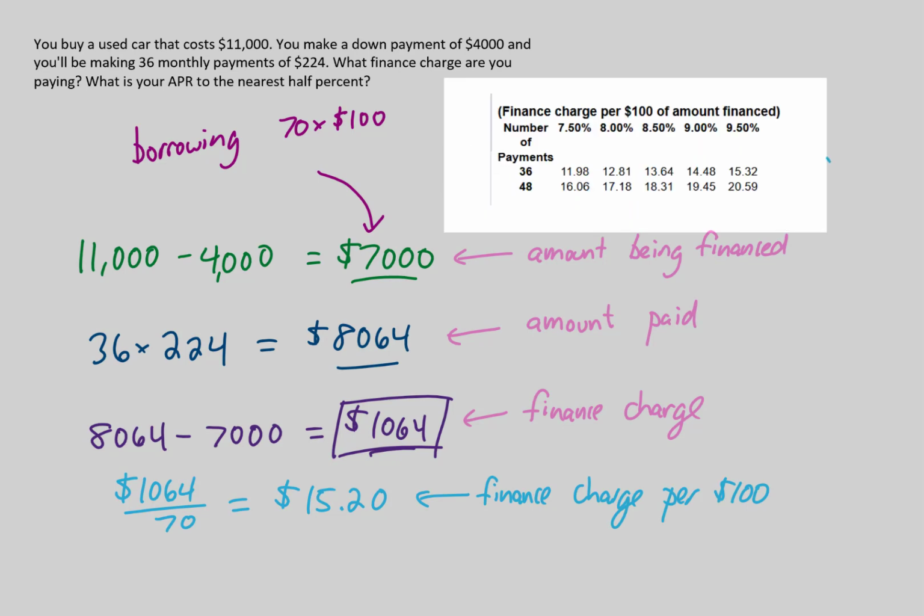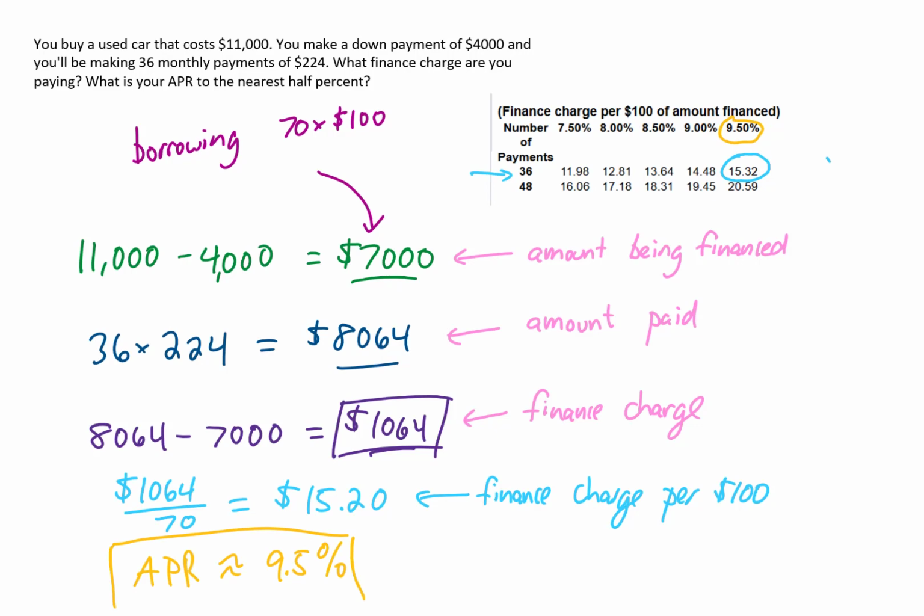Now, I'm realizing that this table that I gave you is not enough, so I'm going to get rid of it and replace it with one that we can actually use. We're going to look up this $15.20 in our table in the row with 36 payments. When we do that, we see that the closest number to $15.20 is over here, and that gives us an APR of approximately 9.5. Okay, so that's the answer to the second part of that question.